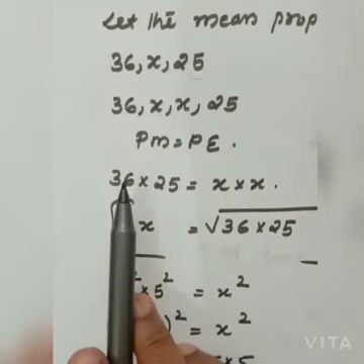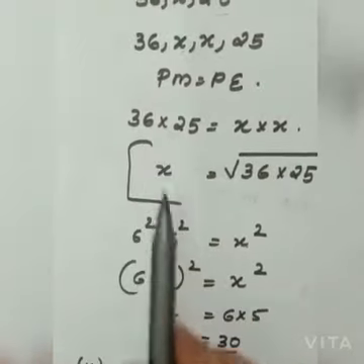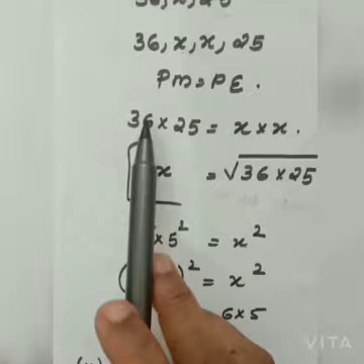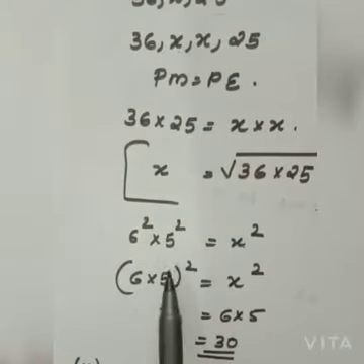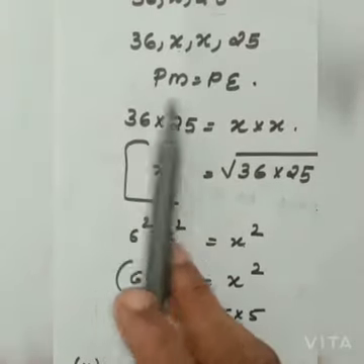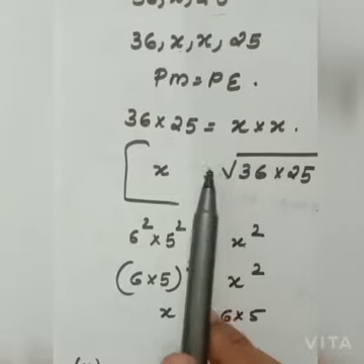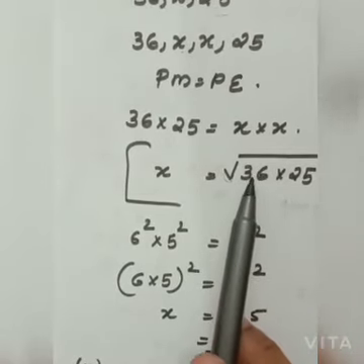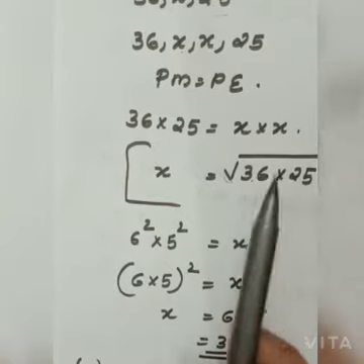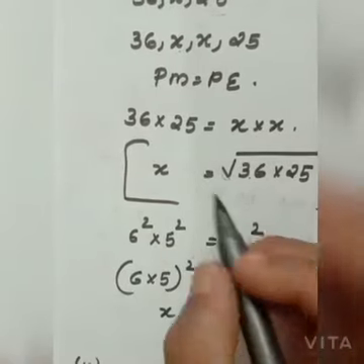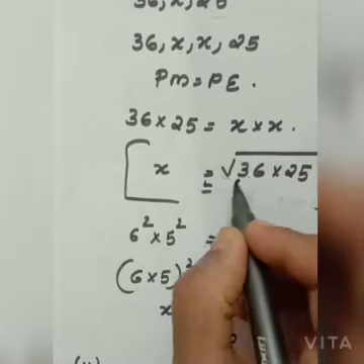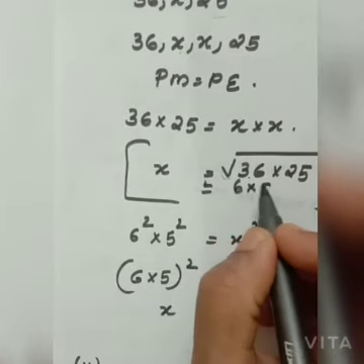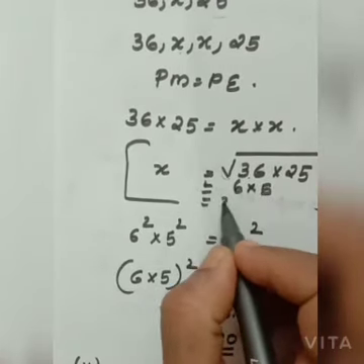You have to make this number also a number square. Which number 2 times gives 36? 6 square. 25, 5 square. The square root also you can take straight away. Square root, what is the meaning of this one? Which number multiplied 2 times you will get 36, and which number multiplied 2 times you will get 25? That is 6. Here 5. That is directly you will get 30.